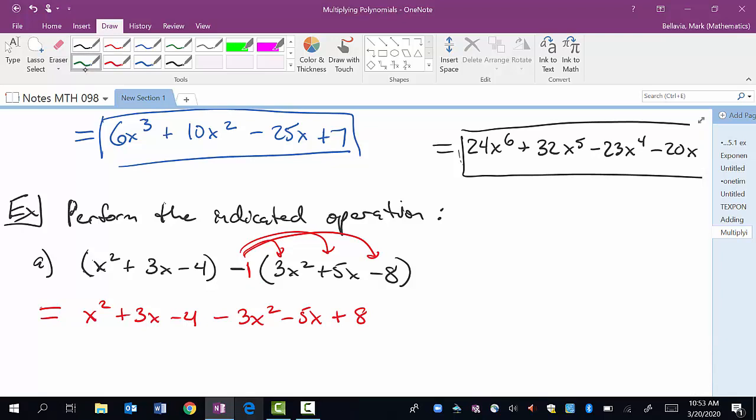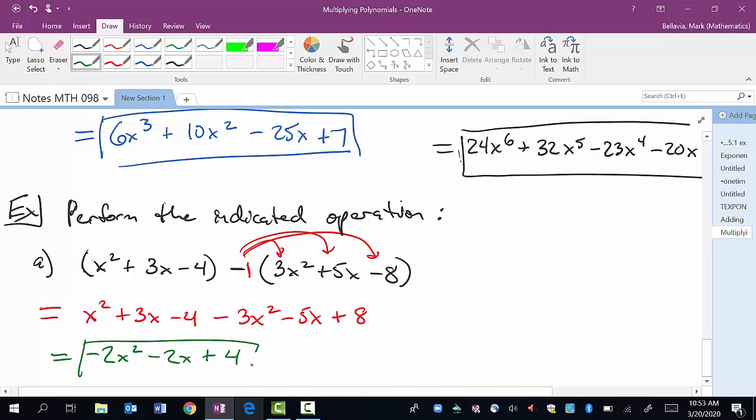Once you're here, you combine like terms. Combining the like terms, you have x squared minus 3x squared gives you negative 2x squared. Positive 3x minus 5x is negative 2x. Negative 4 plus 8 gives us a positive 4.